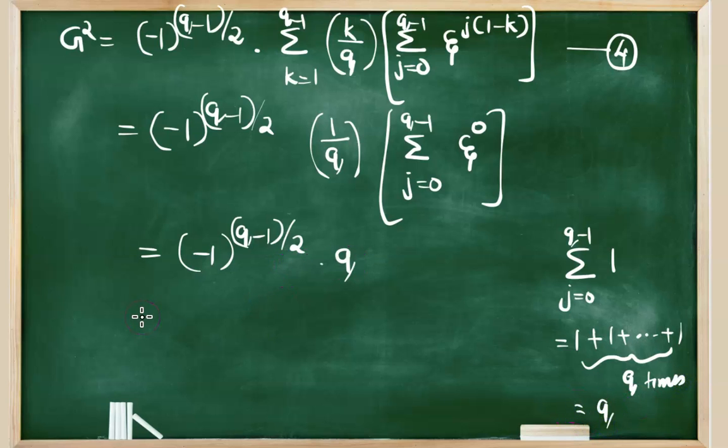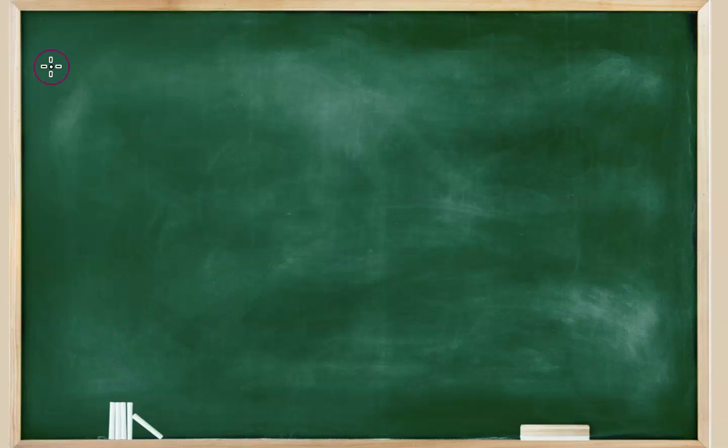Thus, we have obtained that g square is equal to minus 1 raised to q minus 1 by 2 into q, as we have claimed earlier. This completes the proof of our lemma and hence also the proof of the quadratic reciprocity law. Now let us consider an example.